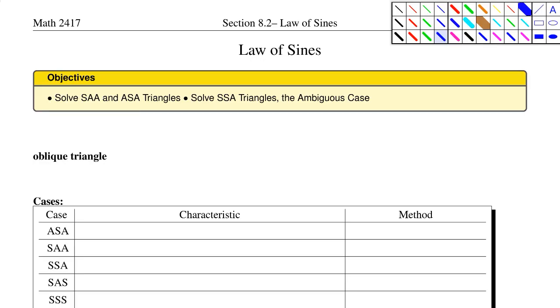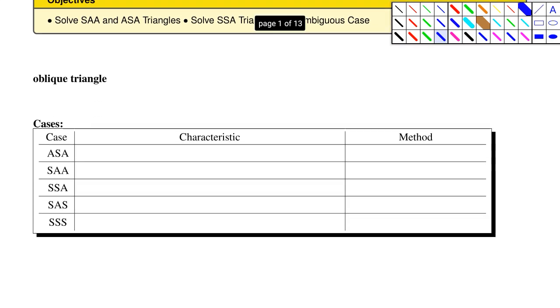In this section, we begin to look at triangles that are not right triangles. So in general, the Pythagorean theorem will not be used for triangles of this type. Our first lesson is over the law of sines, but let's take an overview of what we're looking at here. First off, an oblique triangle is a non-right triangle.